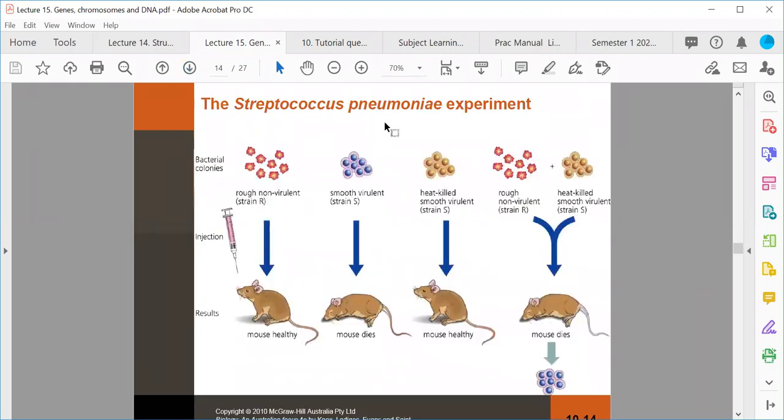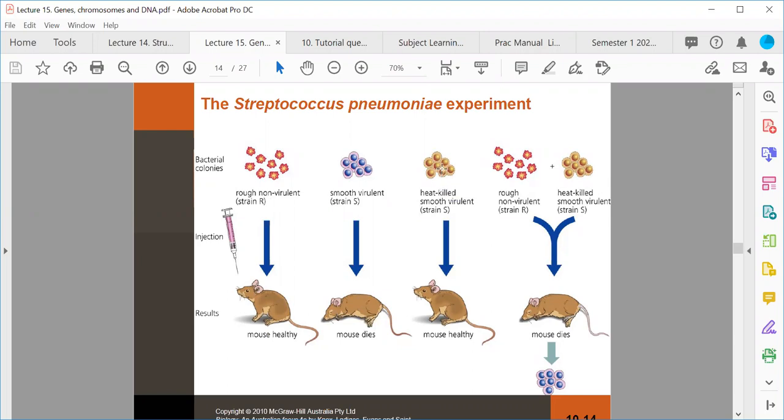Here is the experiment. They took the rough, non-virulent strain of bacteria, injected that into mice, and the mice were fine. They remained healthy. If they took the smooth, virulent strain, the S strain, injected that into mice, the mice died.